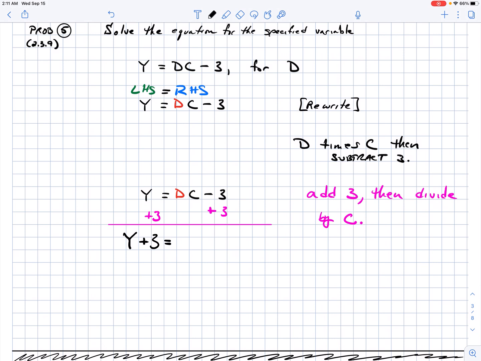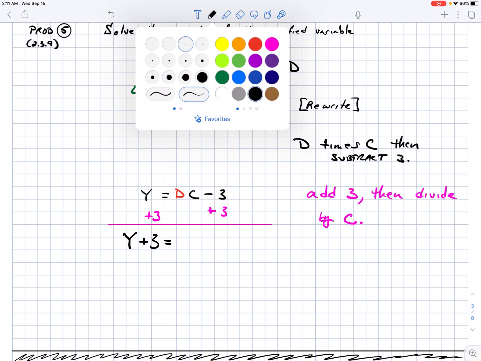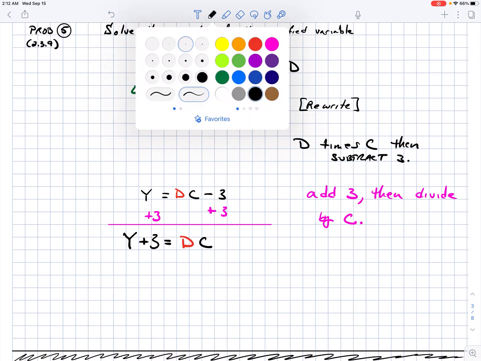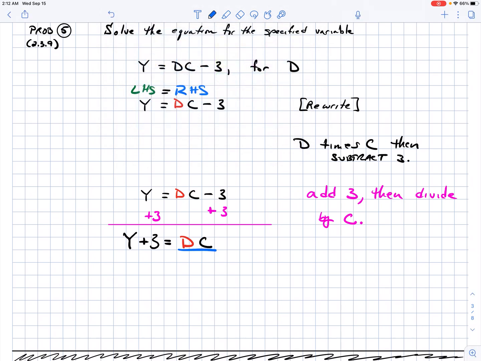In this case, y is maybe an apple and 3 is maybe an orange. And although you might be able to add them together and call them apple jizz or something to that effect, we don't usually have a term for that. So I'm going to put this back here as D and then C. And then you can see that what we do here is we divide both sides by C.